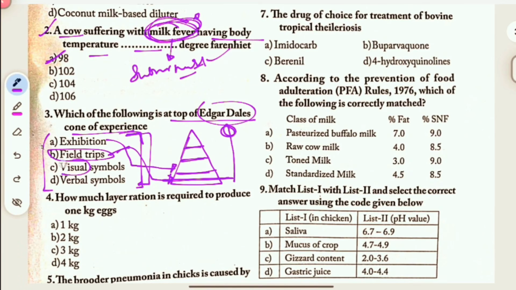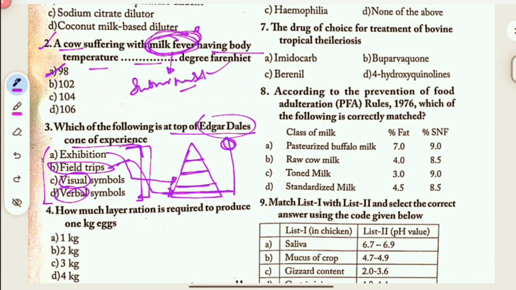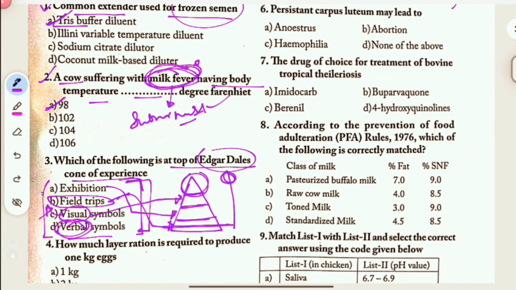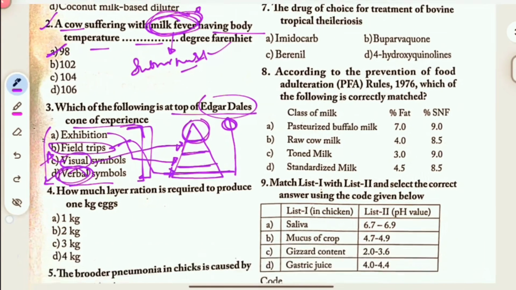When it comes to visual and verbal, one can learn more efficiently when somebody uses visual symbols. So above the exhibition, we will position the visual symbols. Then at the top of Edgar Dale's cone of experience, we will position the verbal symbols. So the correct answer for this question is verbal symbols.